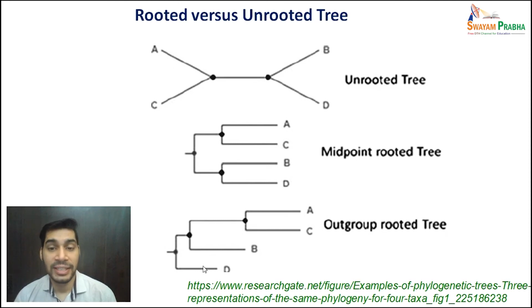Whereas in the outgroup rooted tree, you can see a D species is there, which is totally different, totally unrelated from this A, C and B. But they do also have a root here. So this is how a rooted tree differs from an unrooted tree.